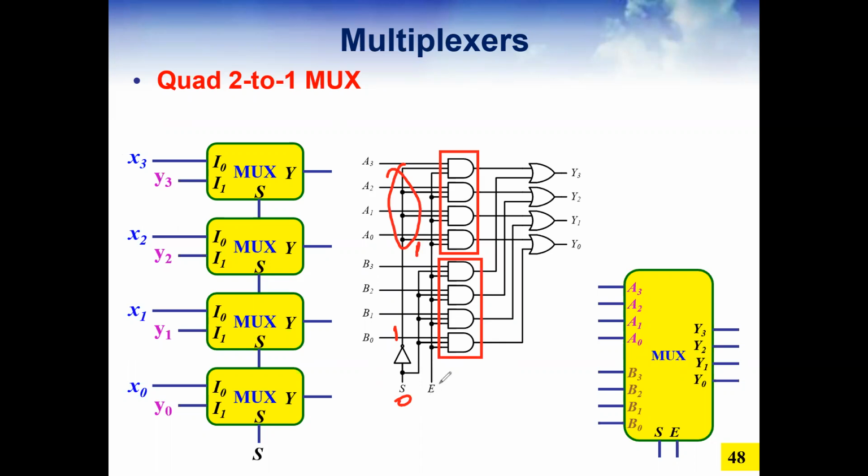Another one is the enable control, which could be there. And we know that it should always be 1 if it is working. So this is representing the enable input E, which is also 1.